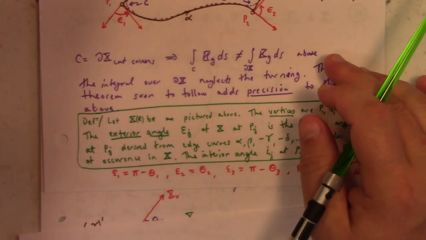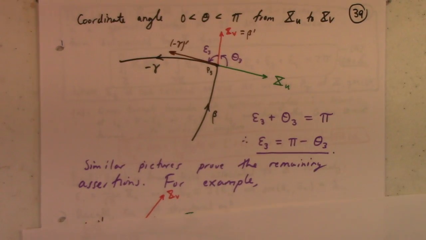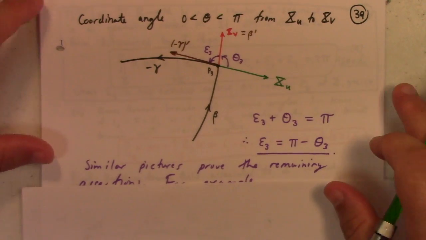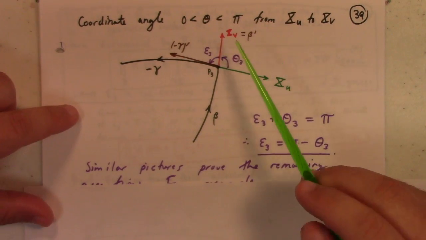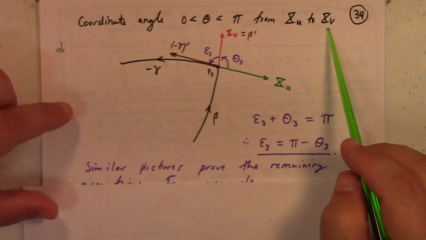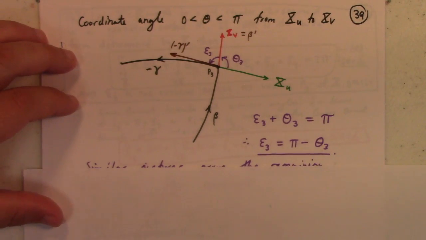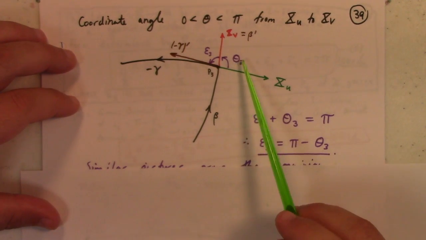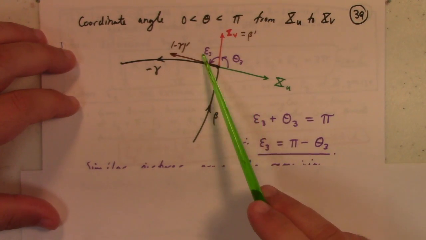I say look over. I better follow my own advice. All right, so here it is. The coordinate angle theta is between 0 and pi, and it's the angle from xu to xv for these patches, all right? So like theta here, theta 3.